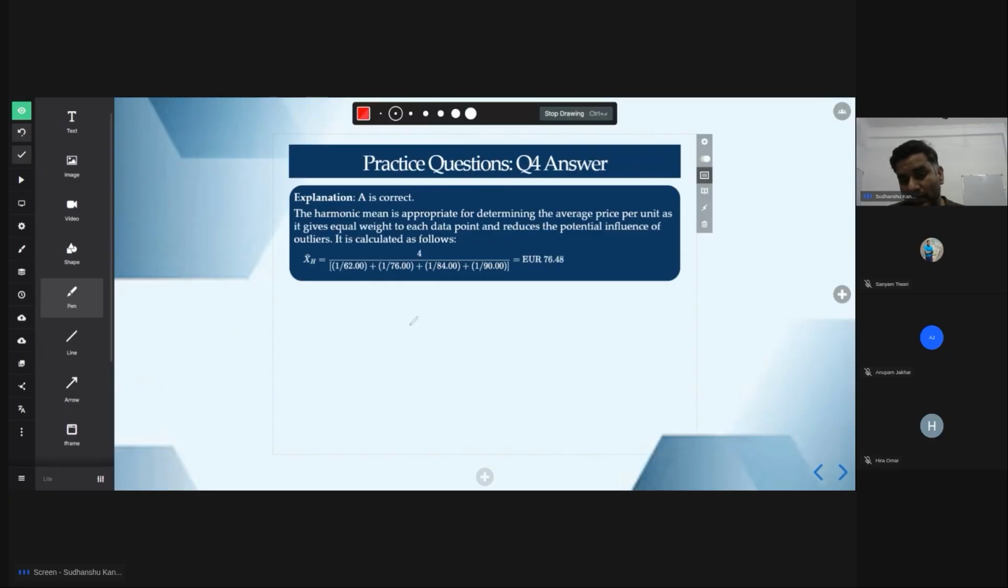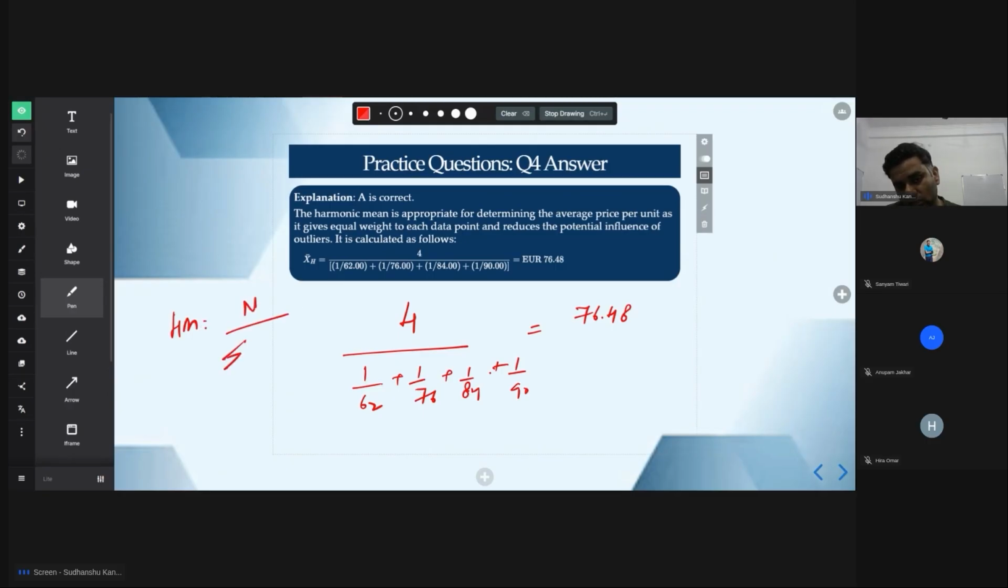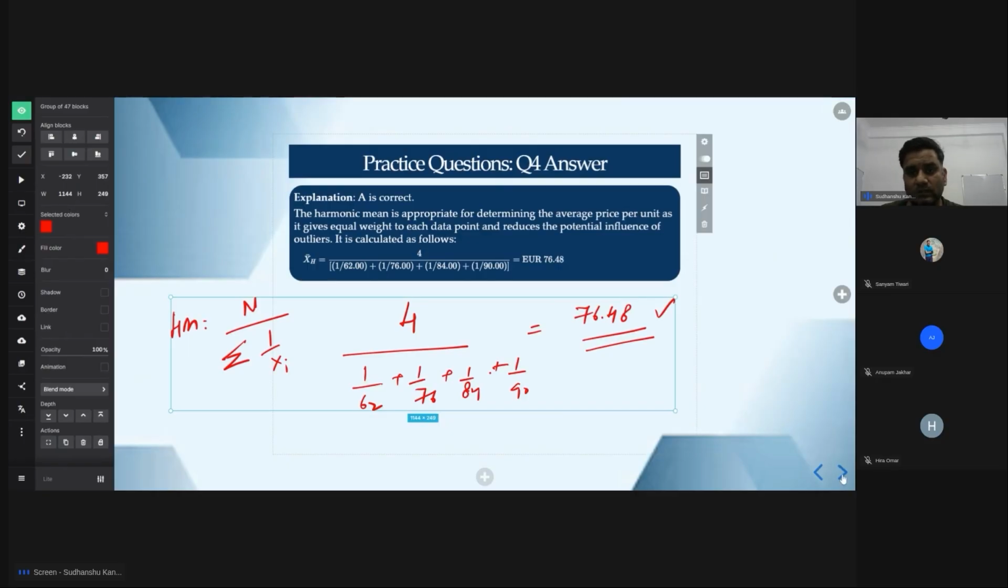So n is 4, and then 1 by x: 1 by 62 plus 1 by 76 plus 1 by 84 plus 1 by 90. Then it came out to 76.48. So the formula for harmonic mean was n over the summation of 1 by xi. I told you 1 by xi. So you have to solve it. Pretty straightforward. Go back and practice it. Obviously, you will get the notes, but go back and practice.